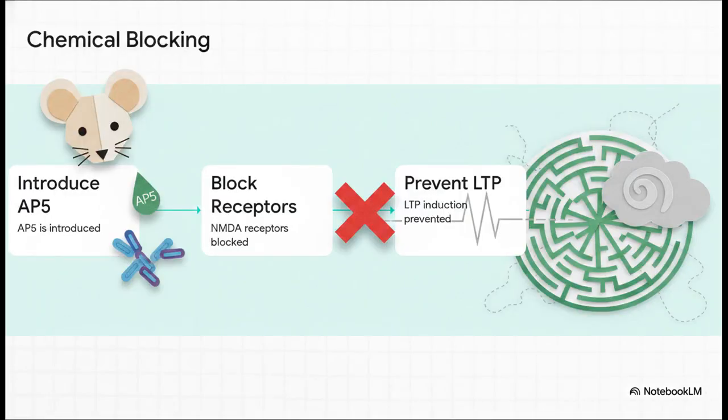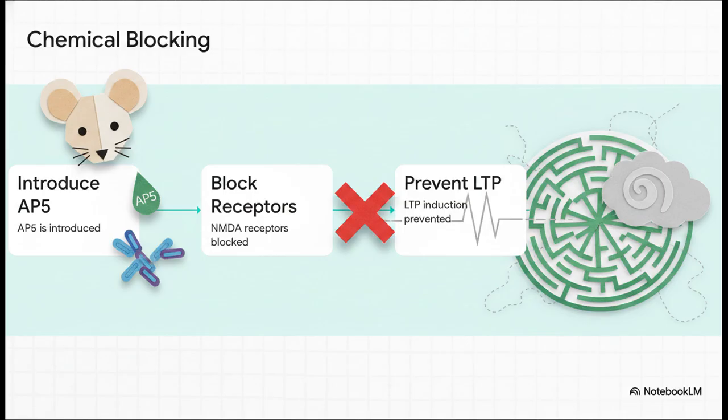So how do researchers actually prove this? Well, through chemical blocker experiments. When scientists introduce a drug called AP5 into the brains of normal mice, it specifically blocks those NMDA receptors. The locks are jammed, which prevents the induction of new LTP, which in turn completely impairs their ability to demonstrate normal place learning. Essentially, they lose their spatial memory. But, and here's the exam-winning detail, AP5 does not affect previously established LTP.